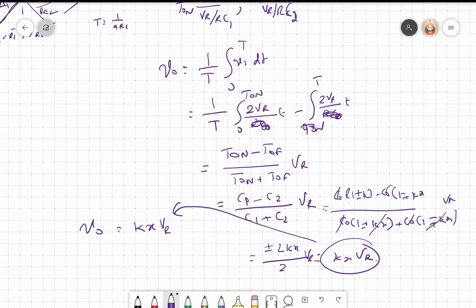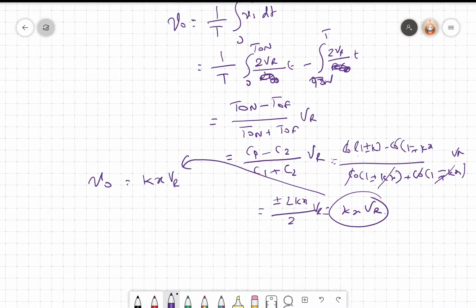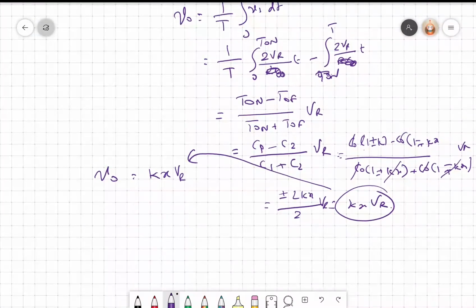So by using a simple relaxation oscillator, a differential capacitive sensor can be easily converted into voltage, where the voltage is proportional to the displacement being sensed by the capacitive sensor.